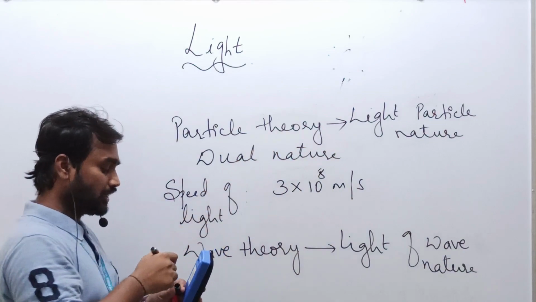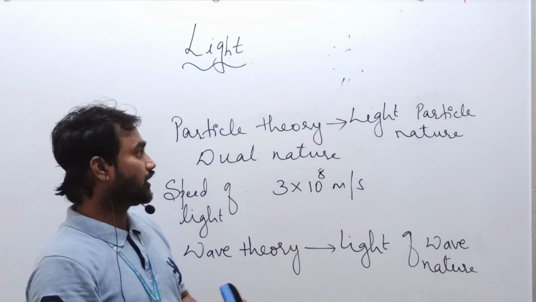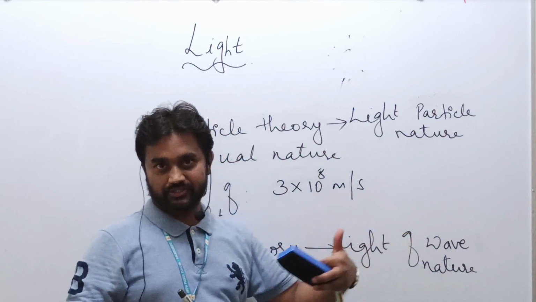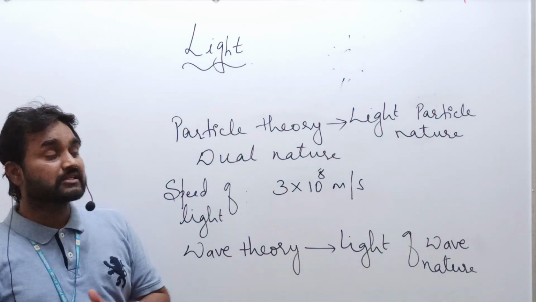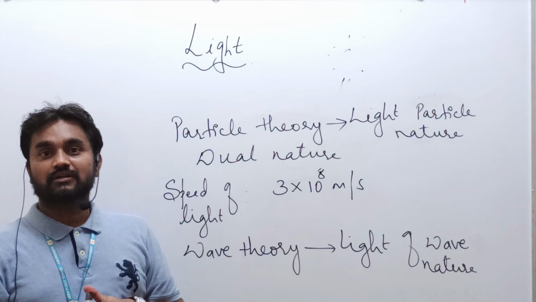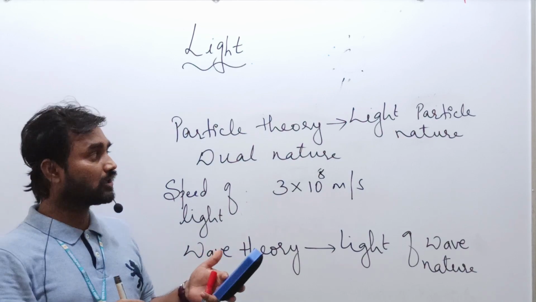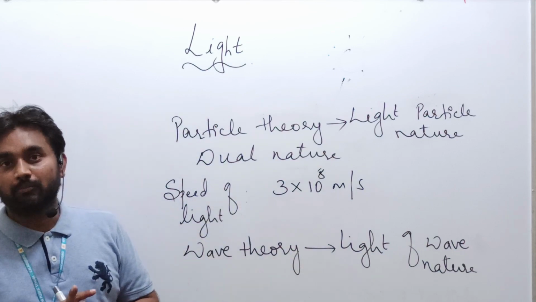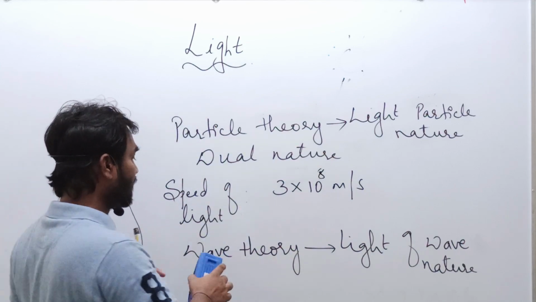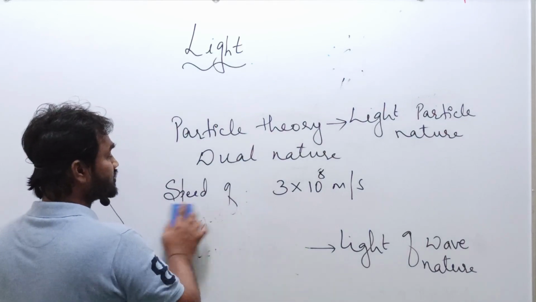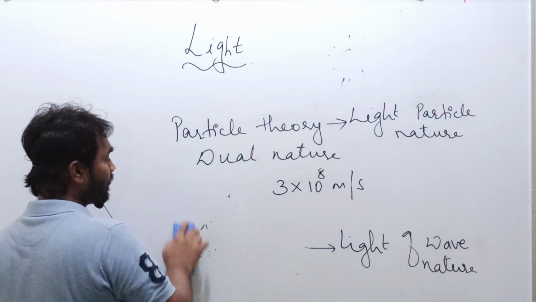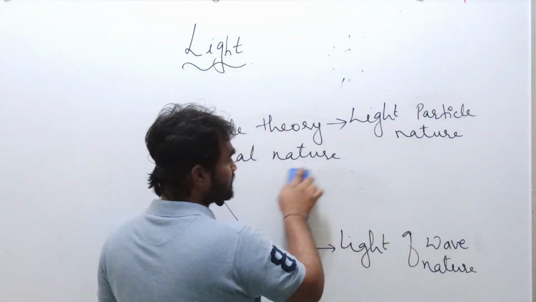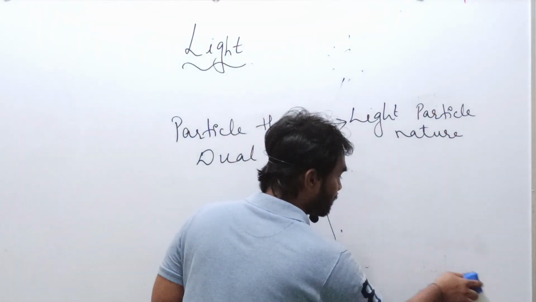Since it exhibits two properties, two natures of light, that is, one is particle nature and the other one is wave nature. Light is also called a transverse wave. Why do we call light a transverse wave? And it is also called an electromagnetic wave. Why is light called a transverse wave and why is light called an electromagnetic wave? So first let us discuss why it is called a transverse wave.